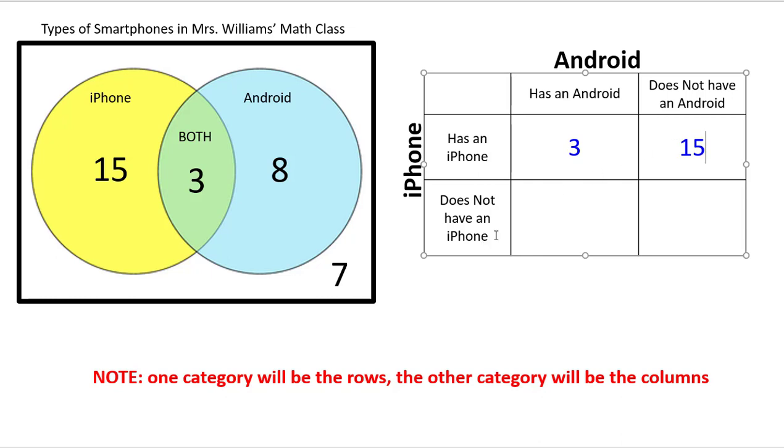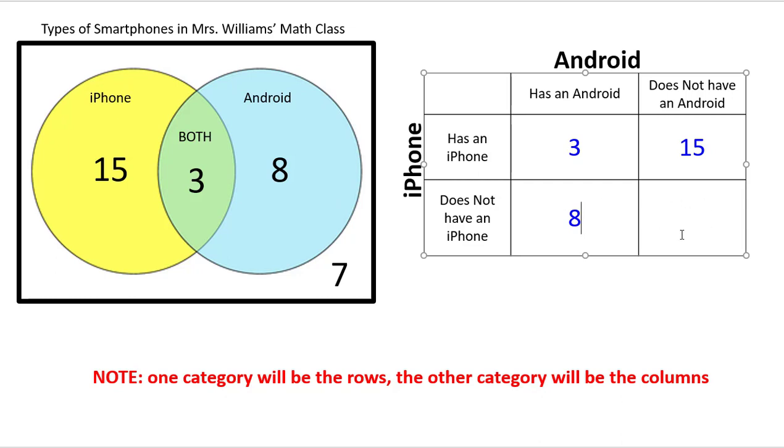So let's look at this box. This box says does not have an iPhone, but does have an Android because this is where the column and the row intersect each other. So we're looking for those individuals who do not have an iPhone, but do have an Android. So we will look just in this circle here, and we will see that it's 8 because this 8 represents all the people in this circle who have an Android but do not have an iPhone. So we will put 8 here.